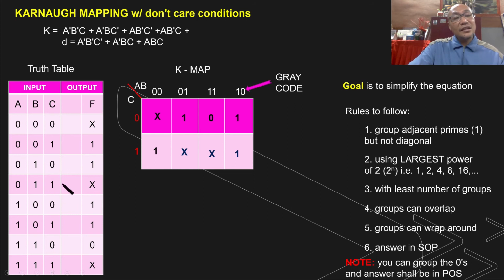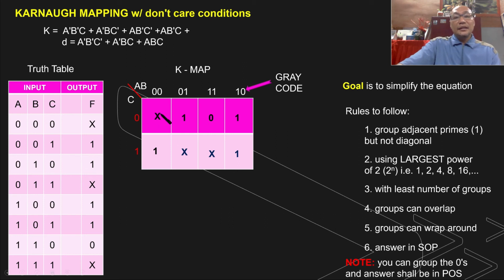Let's try to translate our truth table into our map. 0, 0, 1 is equal to 1. Then 0, 1, 0 is also equal to 1. Then 1, 0, 0 is equal to 1. Then we have 1, 0, 1, so 1, 0, 1 is equal to this. Then we have our three don't care conditions. That is 0, 0, 0, this one. Then 0, 1, 1, and this one. Then we have 1, 1, 1, this one.